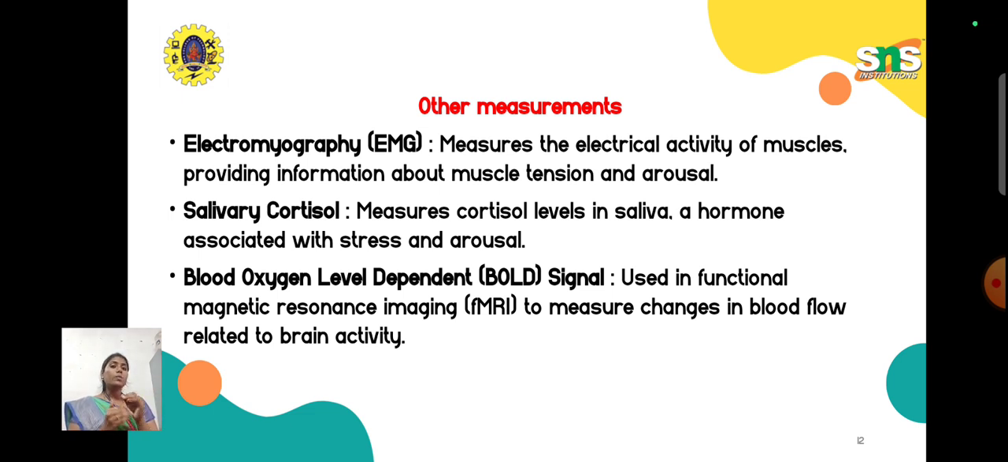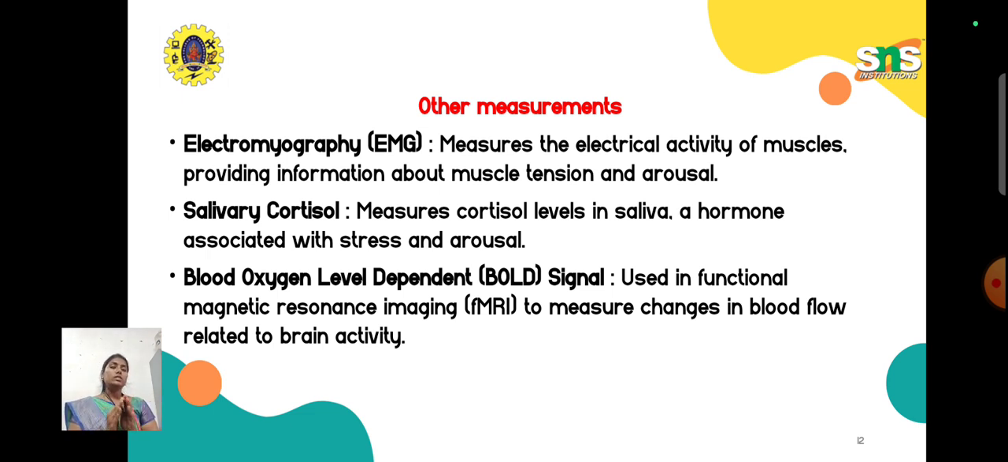And the last thing is the blood oxygen level dependent, that is the BOLD signal, that we can measure with the help of fMRI, that is functional magnetic resonance imaging, which helps to measure changes in blood flow related to brain activity. Based on our brain activity, our blood flow changes, and that can be examined with the help of fMRI. It will also give some detail related to the emotional status of the particular person.